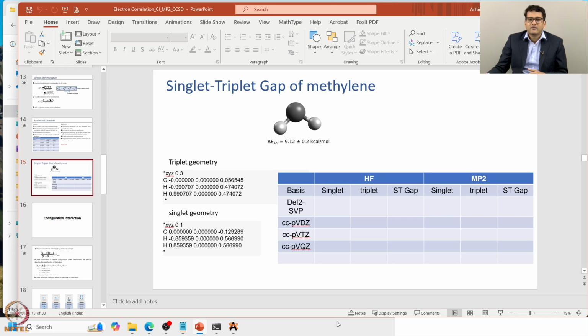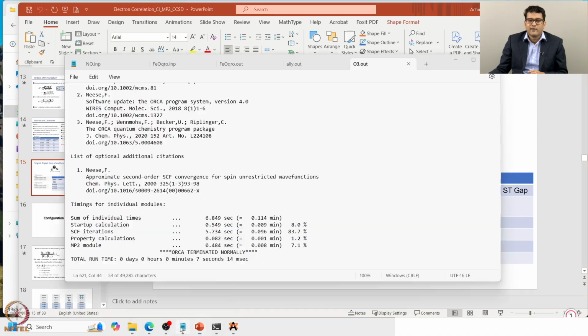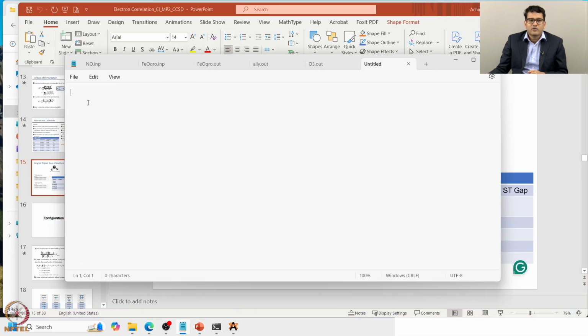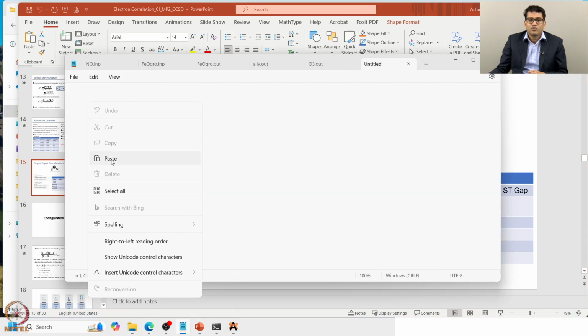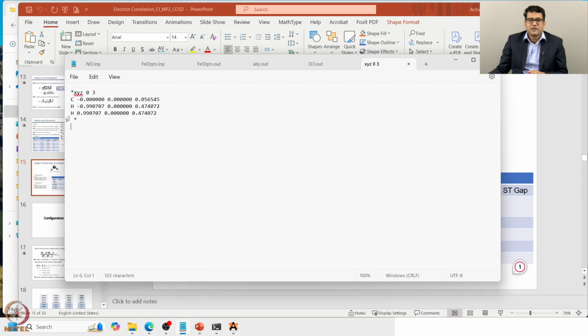So let us start with the calculation, because we have still not gone into the geometry optimization. I have already given the geometry, you can just copy and paste it, and this will give you a good experience of how to create the input file by hand, not using the GUI. So I will copy it, go to the notepad, paste it, and change the formatting here and there.